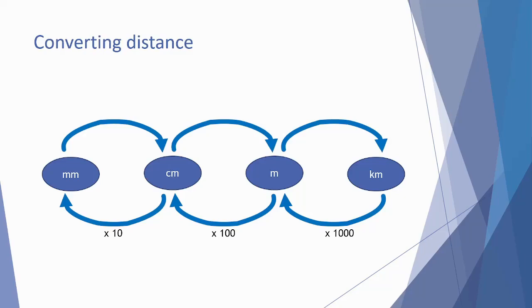As we go up in unit sizes, we do the opposite, so we divide. So from millimeters to centimeters, we're dividing by 10. From centimeters to meters, we divide by 100. And from meters to kilometers, we divide by 1,000. If we're jumping, so say we're going from meters to millimeters, we can times by 100 and then times by 10. And we can show this in our workings.